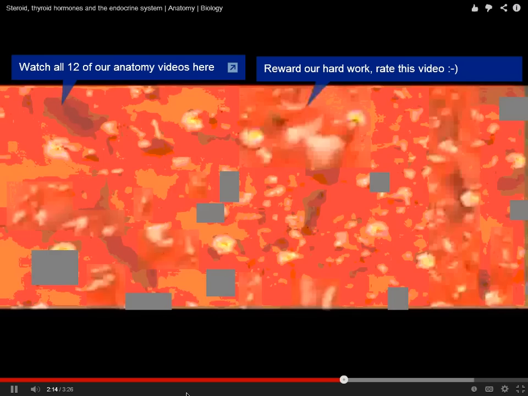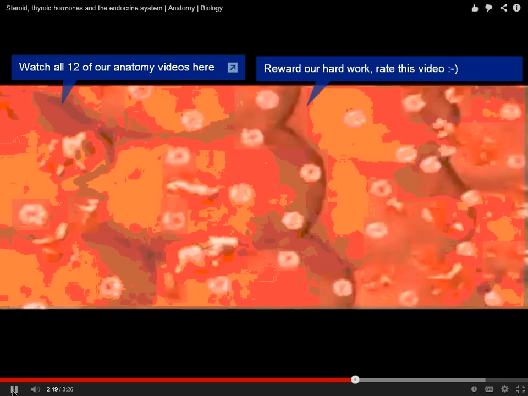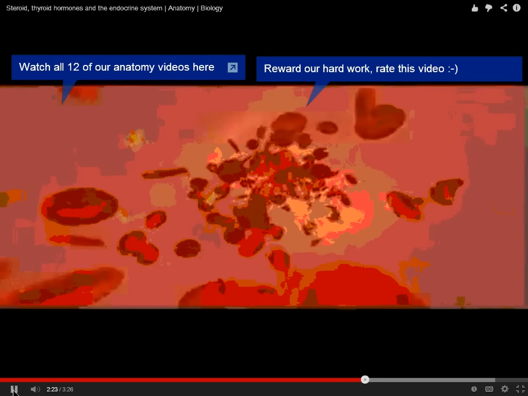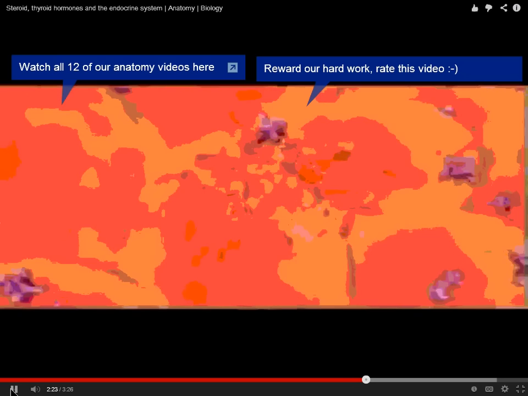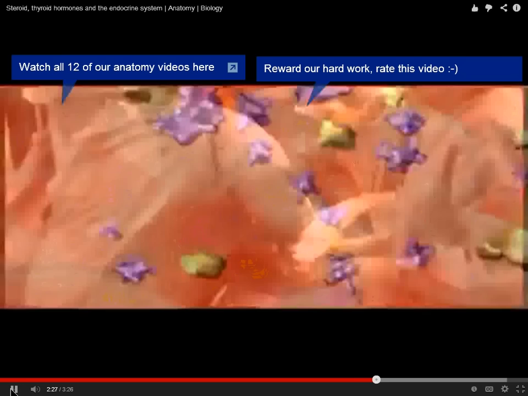Detecting this, pancreatic cells that secrete insulin stop the release of insulin into the bloodstream to ensure that glucose doesn't drop too low. So this was another example of negative feedback. Now we'll talk about positive feedback too. Occasionally, positive feedback controls hormone release.